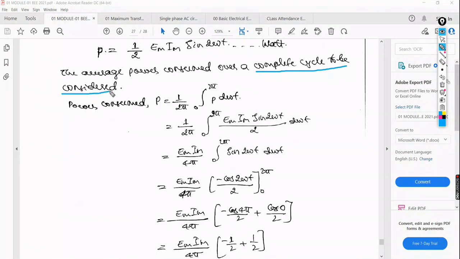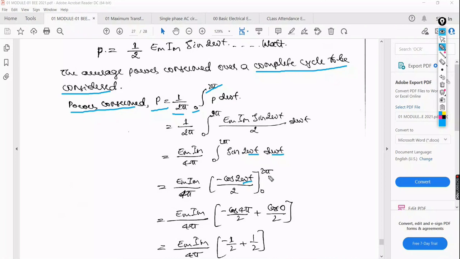considered for one complete cycle. So the average power consumed P is equal to 1 divided by 2 pi, integral from 0 to 2 pi of small p d omega t. That is 1 by 2 pi, 0 to 2 pi, Em into Im into sine of 2 omega t divided by 2. Em into Im over 2 into 2 is 4 pi, integration from 0 to 2 pi of sine 2 omega t d omega t. Integration of sine is what? Minus cos, so minus cos 2 omega t divided by 2, with respect to omega t.